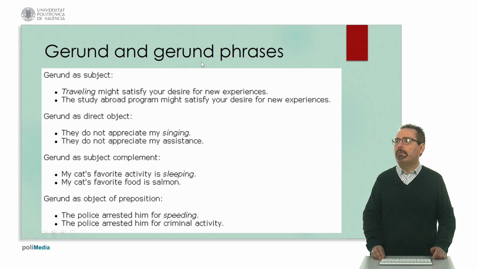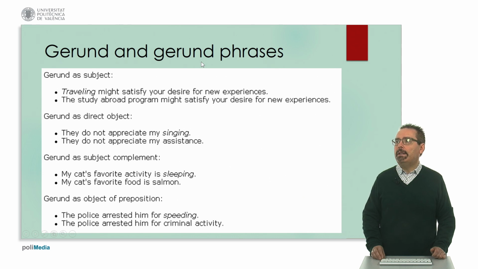Here we have more examples. In the first one, it functions as a subject. Traveling might satisfy your desire for new experiences. Next to it, we have another sentence where we are using a noun as a subject instead of a gerund. It can be a direct object as well.